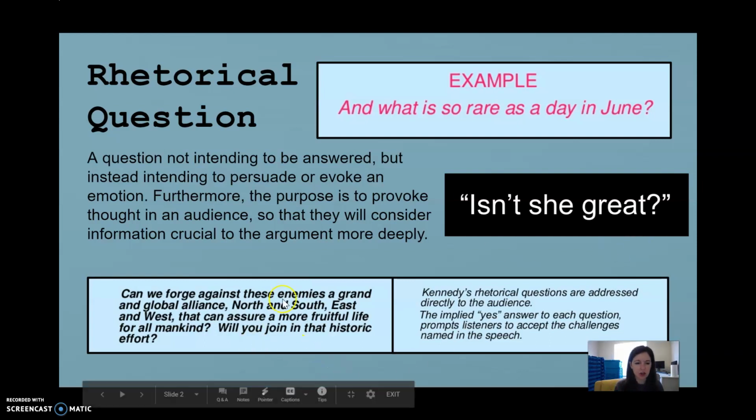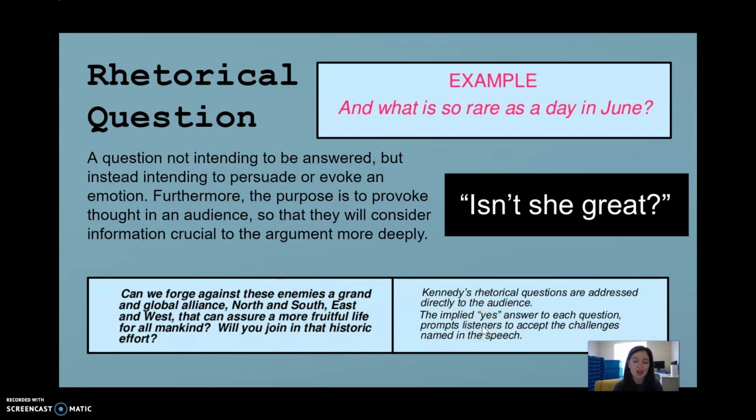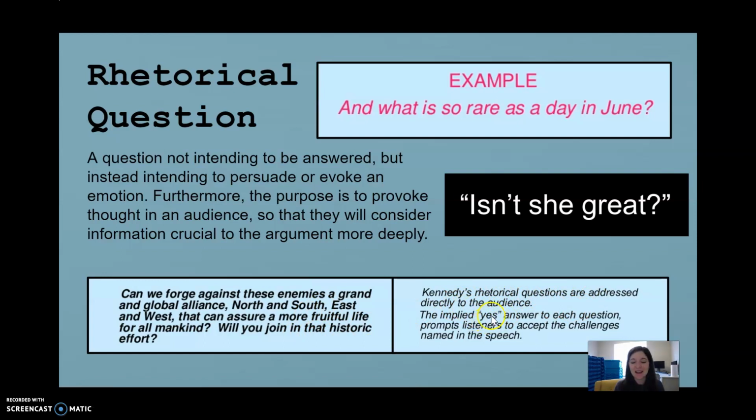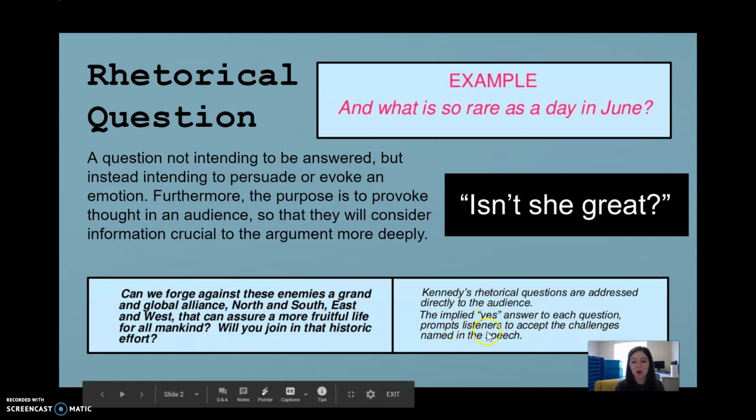However, for instance, here, if you do read this example, a lot of times rhetorical questions have an implied answer. So you're not actually leaving it totally open to your audience. It's actually a bit of a guide. So for instance, in this example, Kennedy's rhetorical questions are addressed directly to the audience. The implied yes answer to each question prompts listeners to accept the challenges named in the speech.